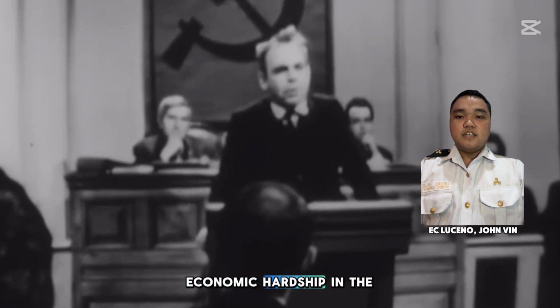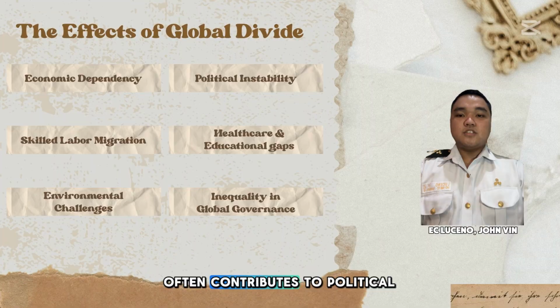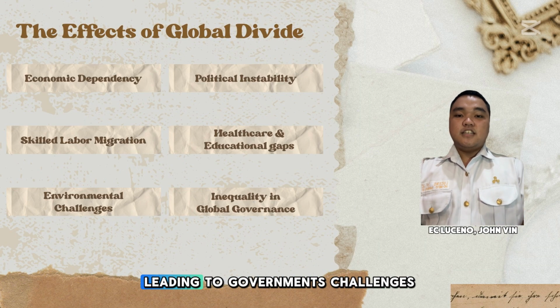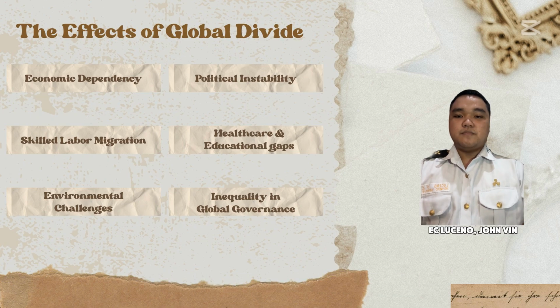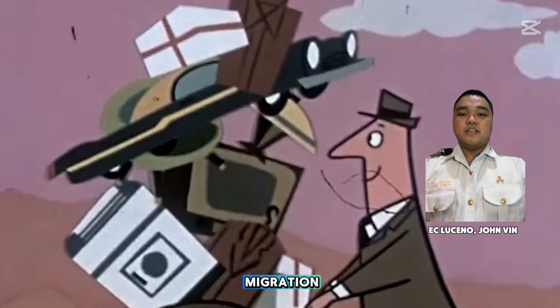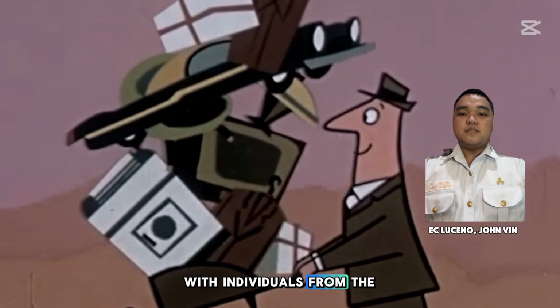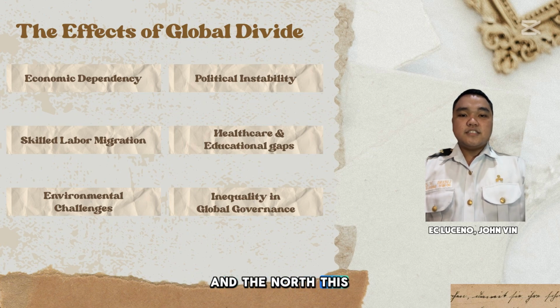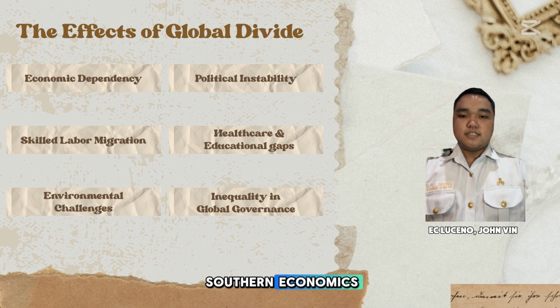The second one is political instability. Economic hardship in the South often contributes to political instability, corruption, and conflicts, leading to government challenges. Lastly, migration. Economic disparity leads to migration, with individuals from the South seeking better opportunities in the North. This results in a brain drain where skilled workers leave their home countries, further weakening southern economies.